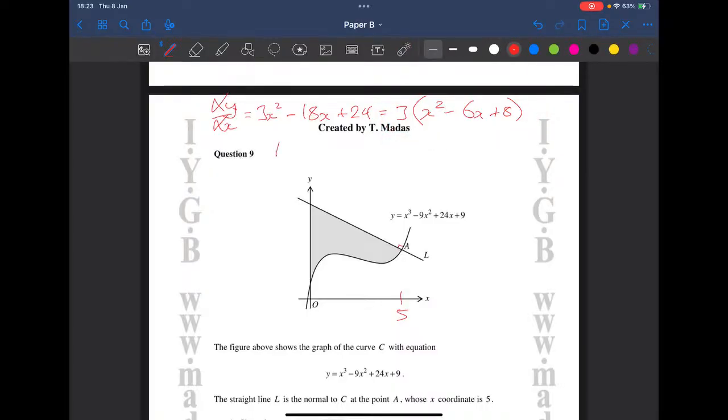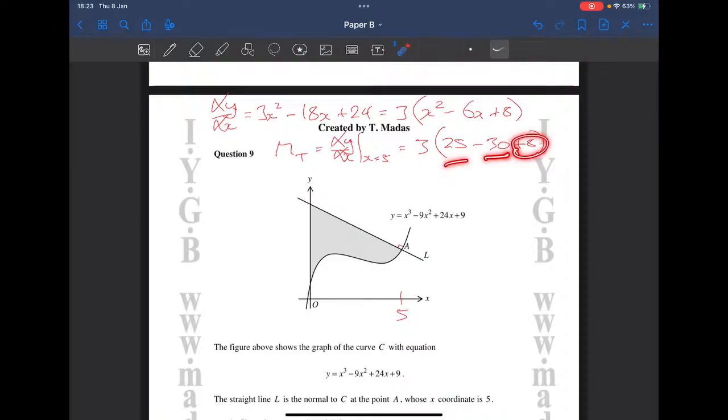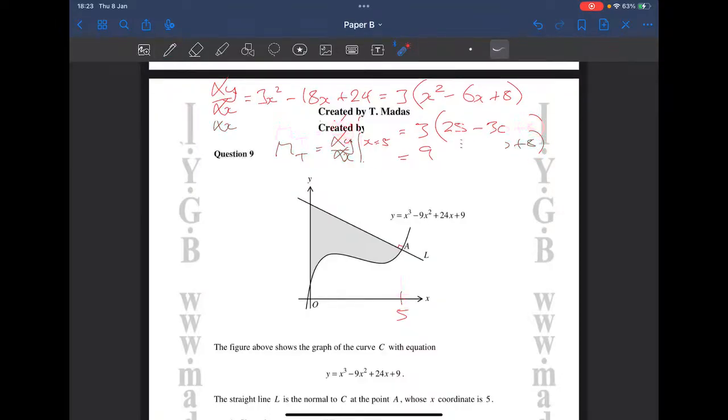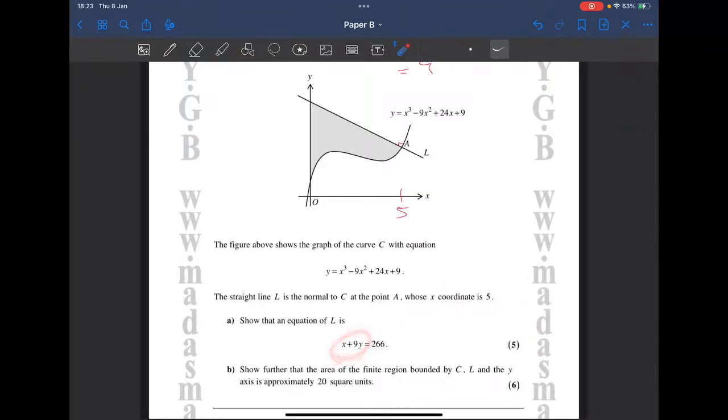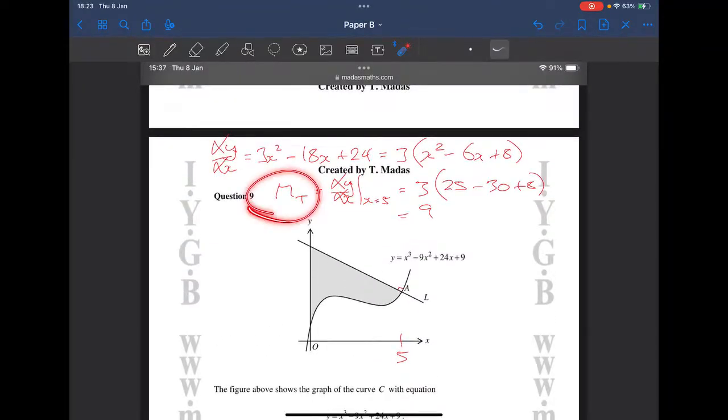So let's find our gradient of the tangent, which is going to be dy dx when we sub in the value of 5. So doing that, we're going to have 3 times 25 for 5 squared, take away 6 times 5 is 30, and then plus 8. That gives us 25 minus 30 minus 5, plus 8 is 3. So that gives us 9. That's always a good sign. When you look down at the answer, it has a 9 in there, so that's always good. So that's the gradient of the tangent.